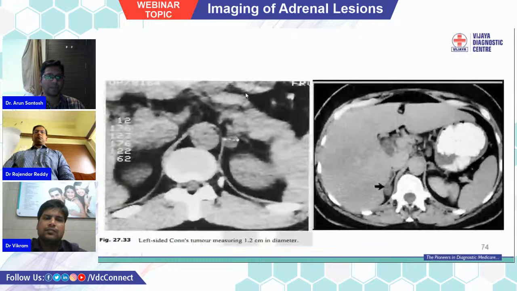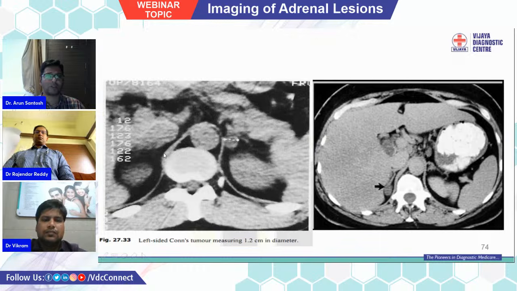And here we can see a patient who had a suspected case of hyperaldosteronism. We can see a very small tumor in the left adrenal gland. Since it is a functioning adrenal tumor, it has to be excised, and then the patient would revert back to normal blood levels.